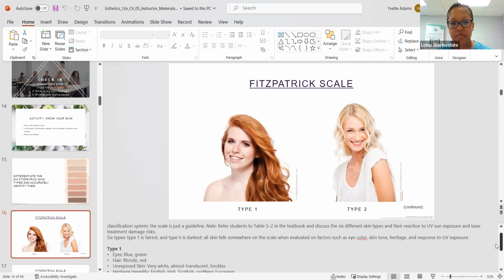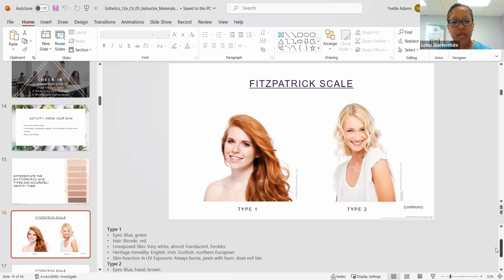So type 1 is very white skin, almost translucent. Freckles are associated with type 1, which is interesting because Black people have freckles too. I'm one of them. So when I see that, I'm like, y'all not the only ones with freckles. Heritage, heredity is English, Irish, Scottish, Northern European. The eyes are either blue or green. The hair is either blonde or redhead.